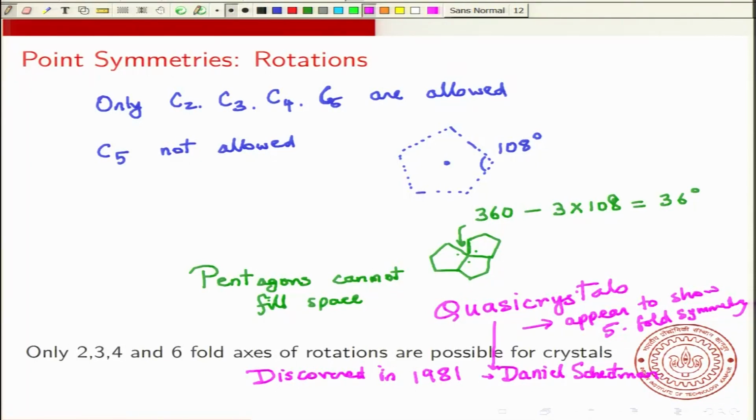But essentially these are not crystals in the usual sense. They are referred to as quasi crystals, and you can read about them in various sources. We won't be discussing quasi crystals too much, but they essentially show this five-fold symmetry, which is absent in regular crystals. As far as regular crystals go, the only axes of rotation that are possible are 2, 3, 4 and 6-fold axes.